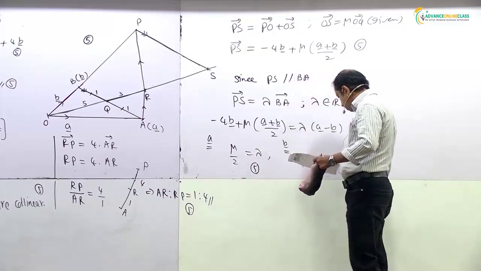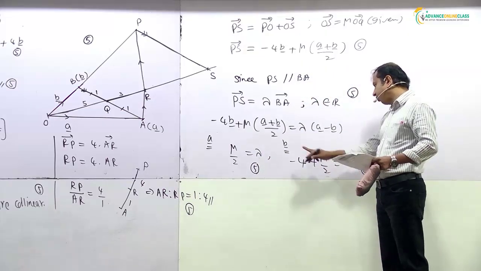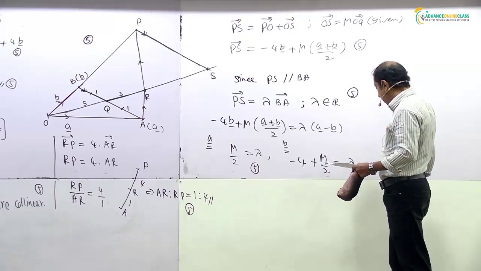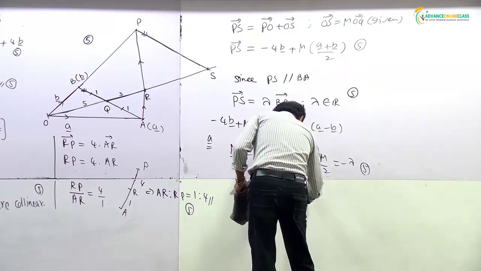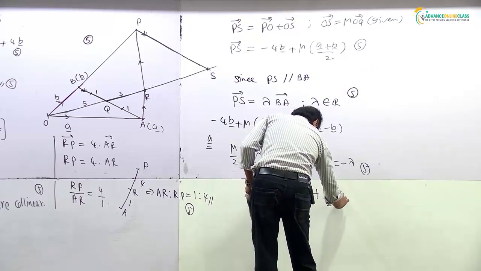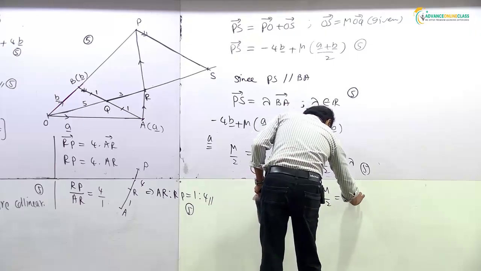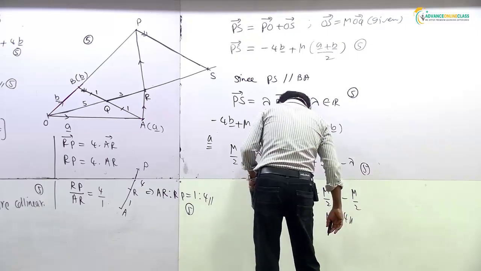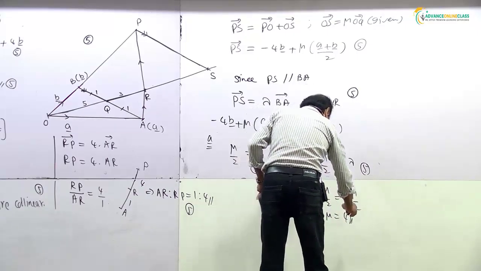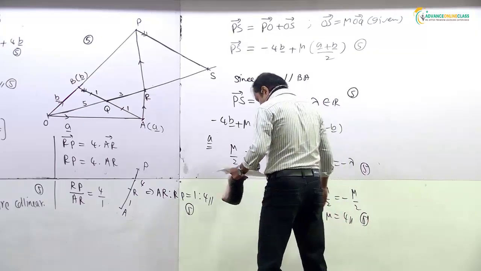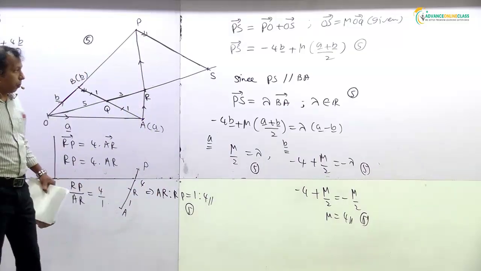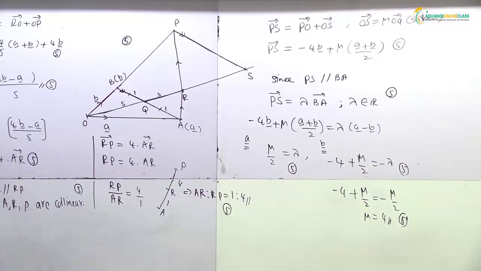Now for this lambda, we put mu by 2. Substitute here for lambda: minus 4 plus mu by 2 is equal to minus lambda, which means minus mu by 2. Bring this here, so mu comes as 4. For that we get another 5 marks. For this question, the total is 150 marks. It contains more work to do.